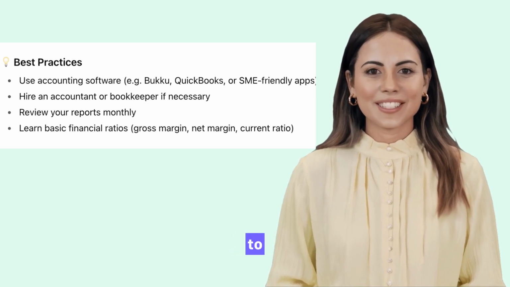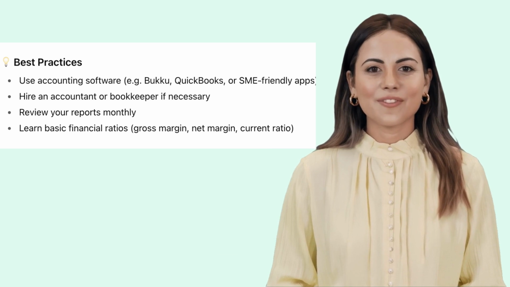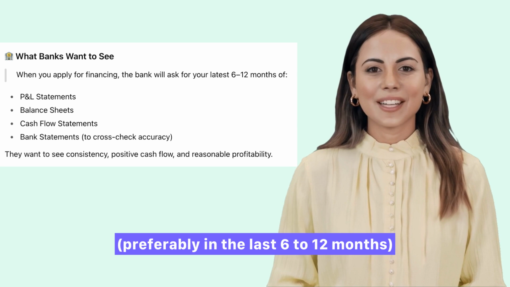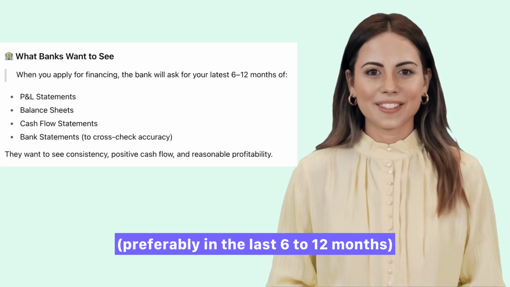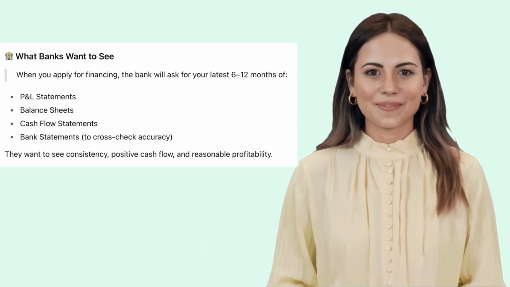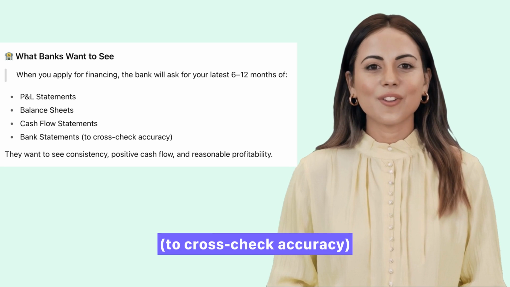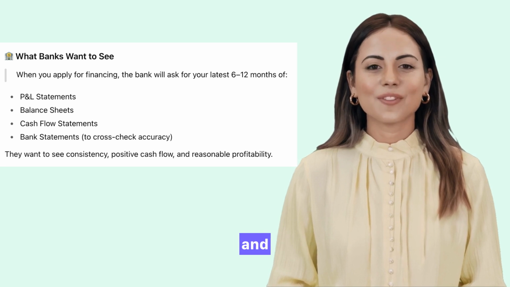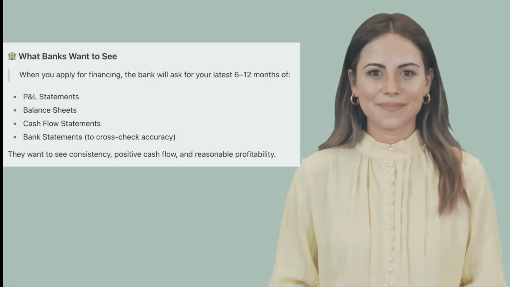What banks want to see. When you apply for financing, the bank will ask for your latest, preferably in the last 6 to 12 months, P&L statements, balance sheets, cash flow statements, and bank statements, to cross-check accuracy. They want to see consistency, positive cash flow, and reasonable profitability.